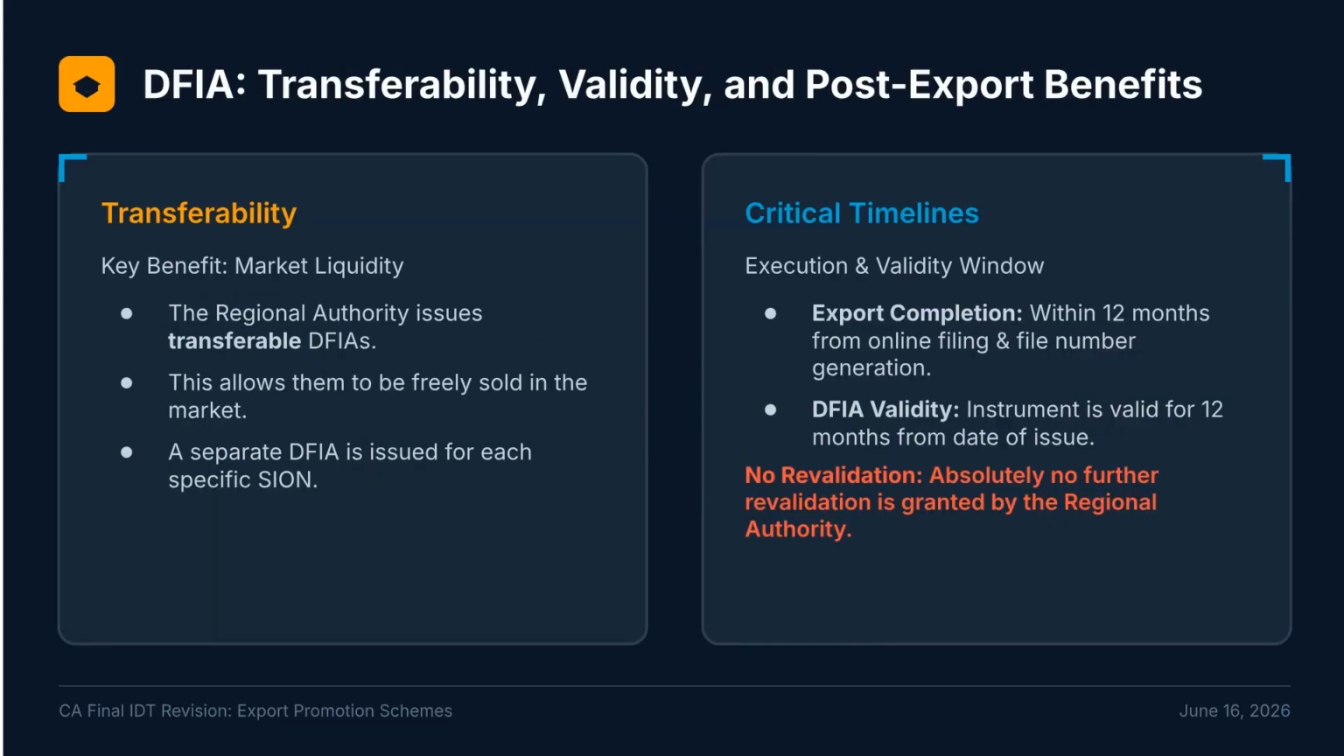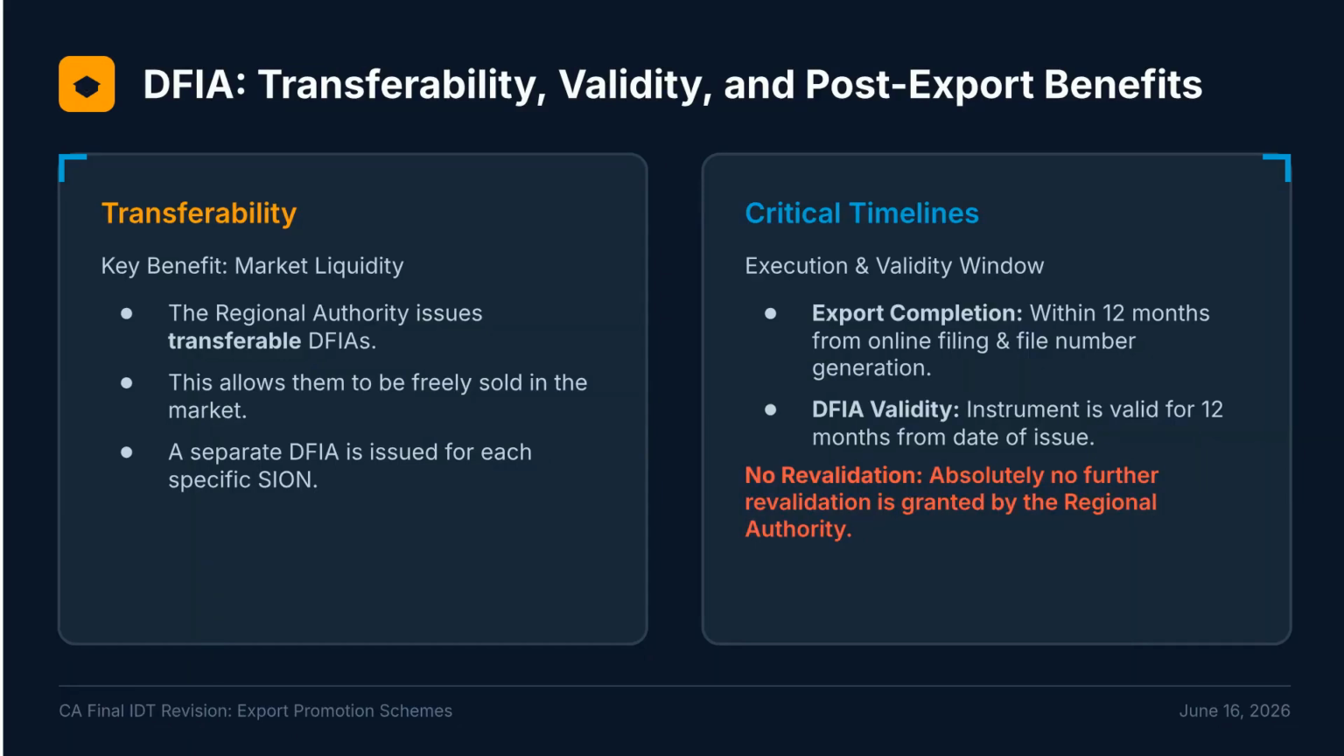One of the biggest distinctions between advance authorization and DFIA lies in the timing. Advance authorization generally works before exports, whereas DFIA operates on a post-export basis. However, the application must still be filed with the regional authority before exports begin. DFIA is available only for products covered under notified SIONs. In the case of merchant exporters, the name and address of the supporting manufacturer must be clearly mentioned on export documents, such as the shipping bill, bill of export, and GST tax invoice.